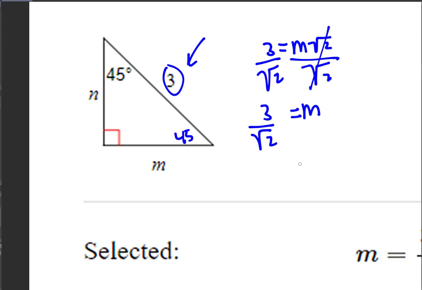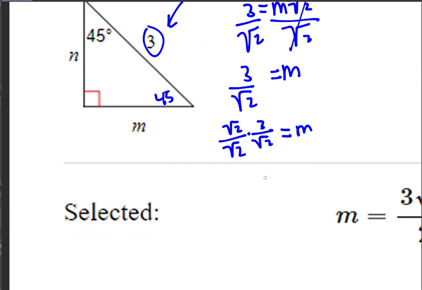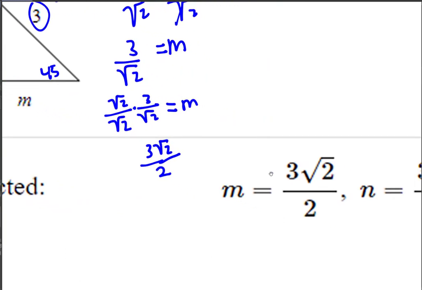And so we're going to multiply both the top and the bottom by the square root of 2 over the square root of 2, which is really just 1. That's one whole, and I'm going to multiply that across. And so when I do, I get 3 square roots of 2 on top, and on the bottom, I get 2. So 3 square roots of 2 over 2 is equal to m.